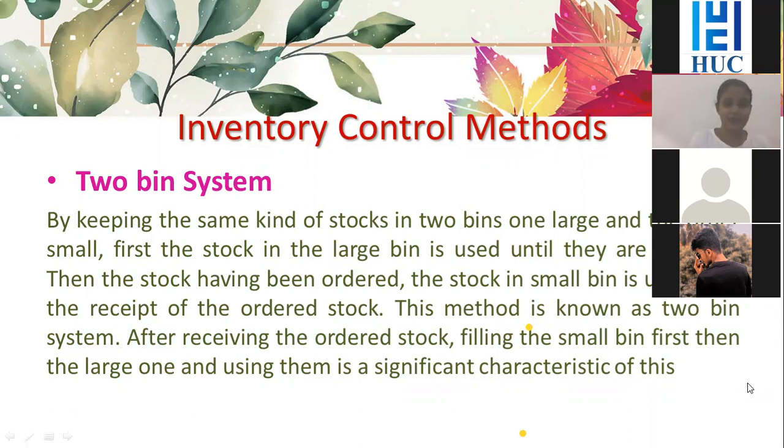One bin is very large, the other one is small, right? So businesses use the stock which is in the large bin. When they produce, they use the stock in the large bin, right? Then when the stock in the large bin is over, they put an order.